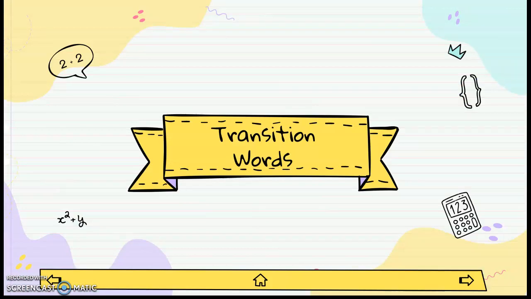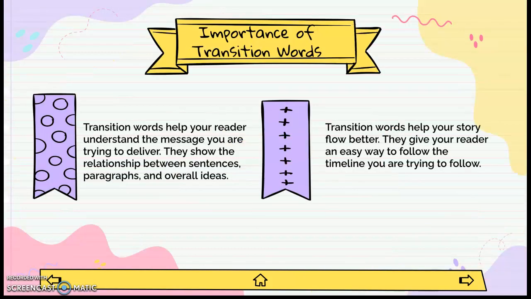Last, we will talk about transition words. Transition words help your reader understand the message you are trying to deliver through your story. They show the relationship between sentences, paragraphs, and overall ideas. Transition words also help your story flow better. They give your reader an easy way to follow the timeline that you are trying to portray throughout your story.